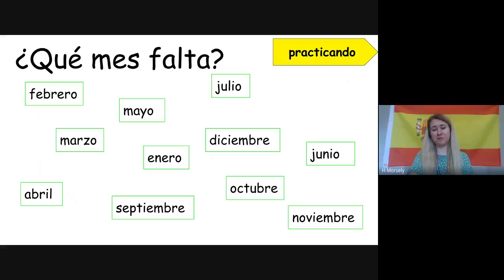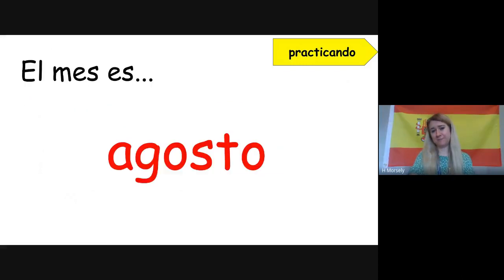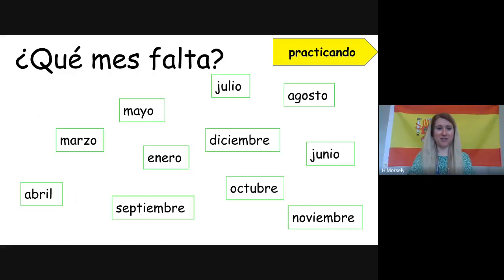¿Qué mes falta? Which month is missing now? Agosto, August. Let's try again. ¿Qué mes falta? Which month is missing now? So remember, a good method would be to work your way through the months, starting with January, until you find the one that is missing, or you can't find, and then you'll know that's the one that's missing.